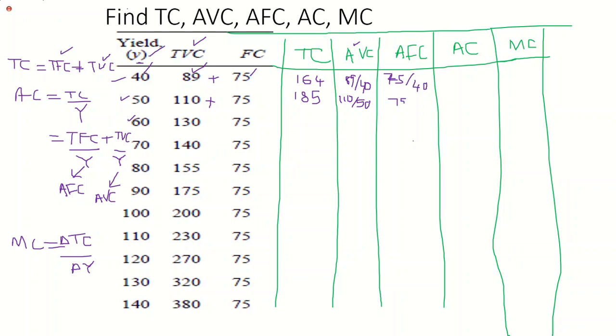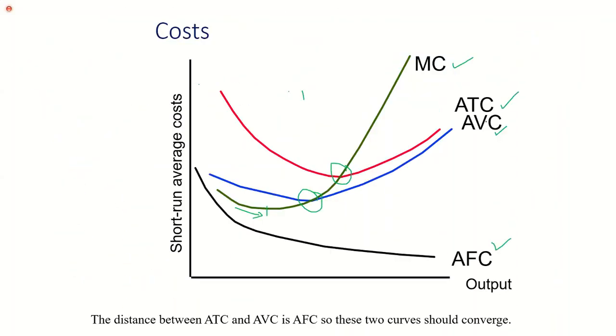75 over 50. Now here you can see that as the output increases, your fixed cost will reduce. 75 is divided by 40, then 75 divided by 50, then 75 divided by 60, likewise. When the same amount is divided by a larger number, it would look like this, isn't it? This is why the average fixed cost keeps decreasing.